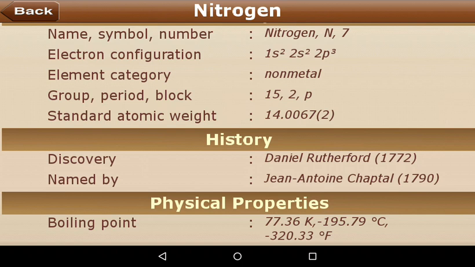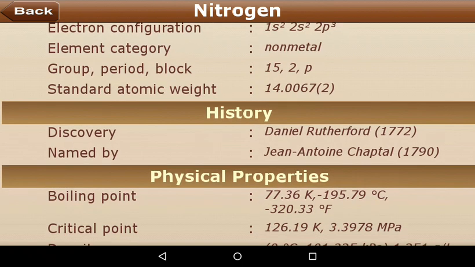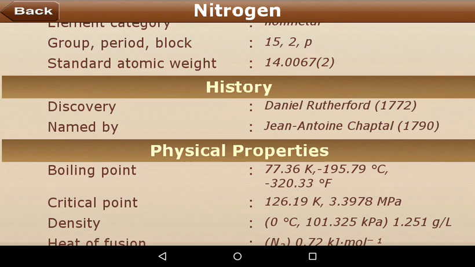Nitrogen generally is found in group 15 of the periodic table, which is the first atom found in the group. It has 3 electrons in the outermost shell. They are categorized as non-metal. It is found in group 15, period 2, and block P. It has a standard atomic weight of 14.0067.